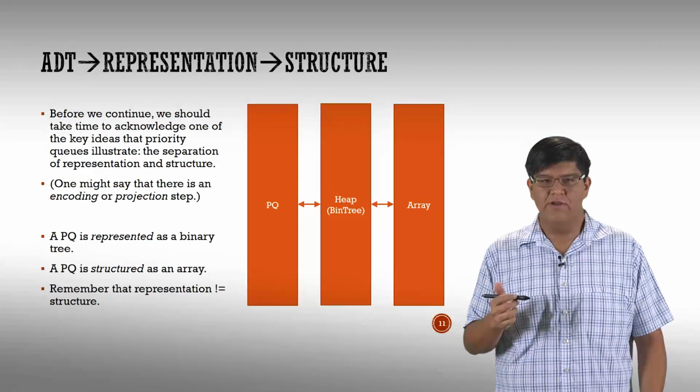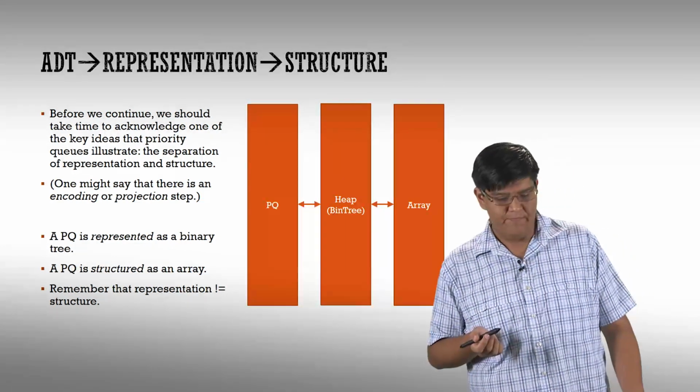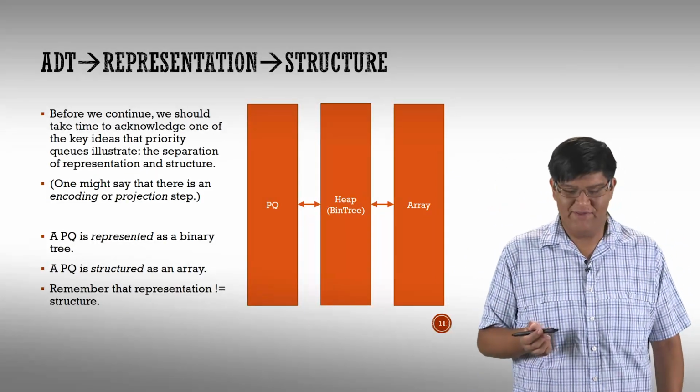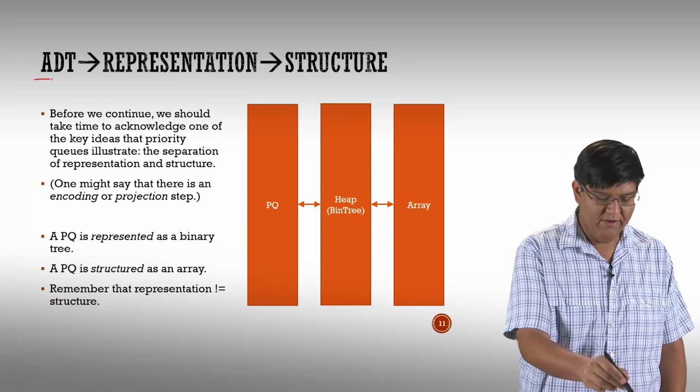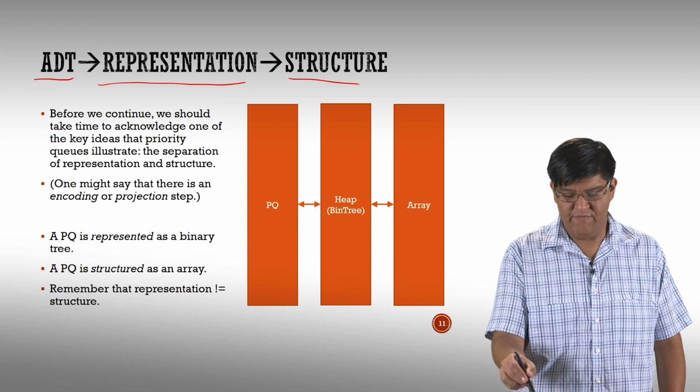Hey folks, so we're going to talk a little bit about design here. It's going to be a little bit abstract, but hopefully a little bit useful. Let's look at the title of the slide, because I think it summarizes everything. There's a notion of having an ADT, or a new type, and then having a representation for it and a structure for it.